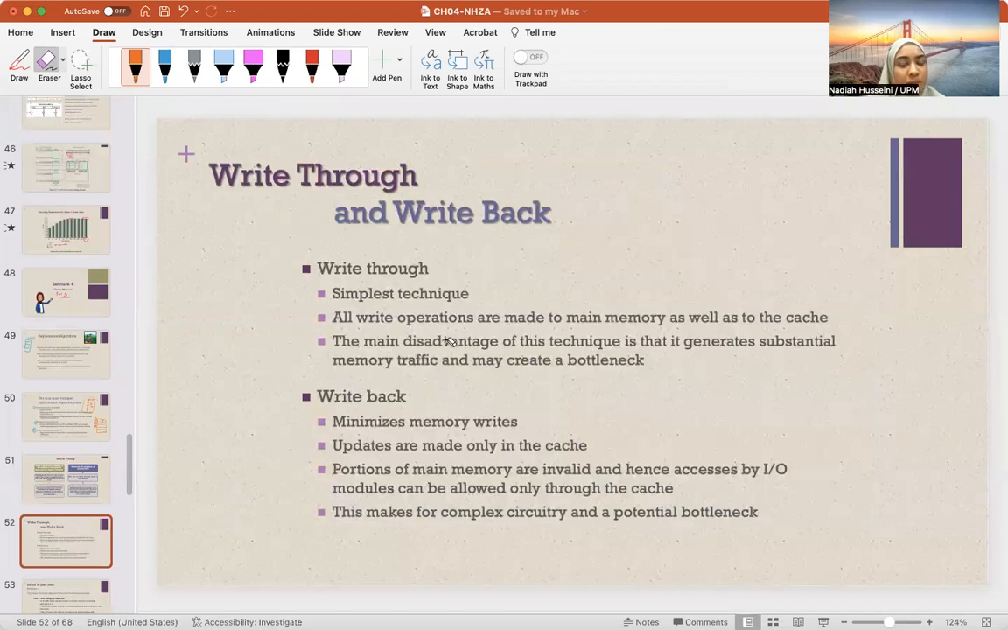So write through is the simplest technique. All write operations are made to main memory as well as to cache.